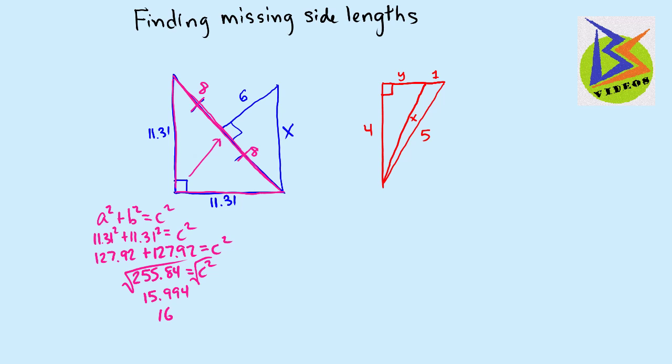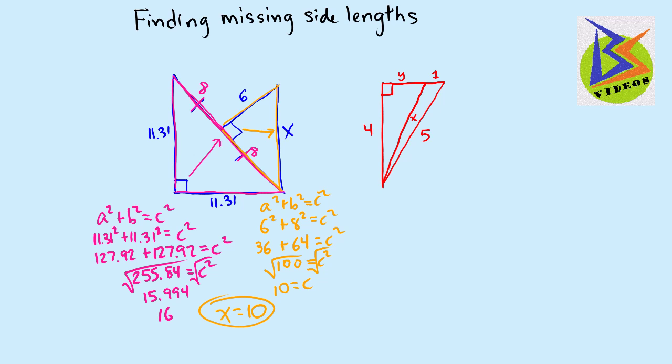Then we can go into our second triangle, where we have side 6, side 8, and an unknown side x. We see that x is our hypotenuse. So we again use a squared plus b squared equals c squared. 6 squared plus 8 squared equals c squared. 6 squared is 36, 8 squared is 64. When we add those together we get 100, so 100 equals c squared. Take the square root of both sides, and 10 is c. So x, our unknown, is 10.